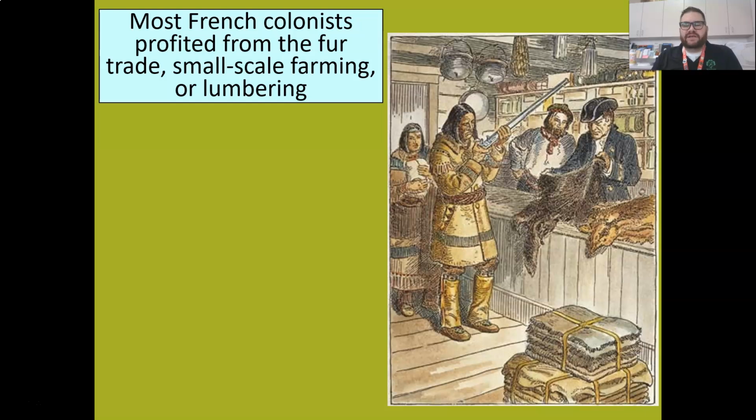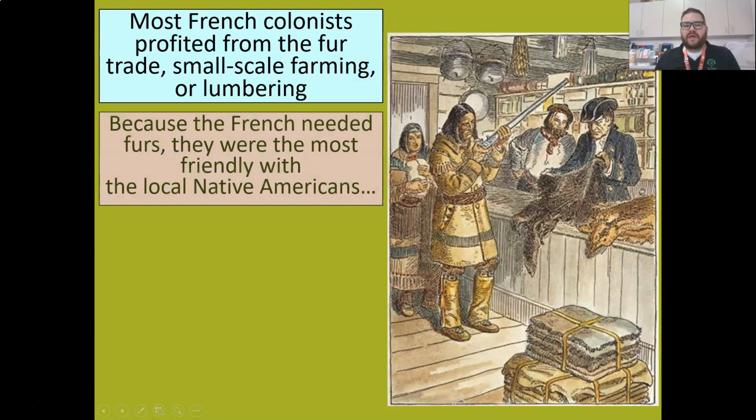Most French colonists profited or made a lot of money from fur trade. So basically the capturing of different animals where their furs and their pelts could be sold for a lot of money, some small-scale farming, and lumbering, or the cutting down of trees to be processed into wood and other materials made from wood. So the French, you can see, are focusing on different areas of making wealth.